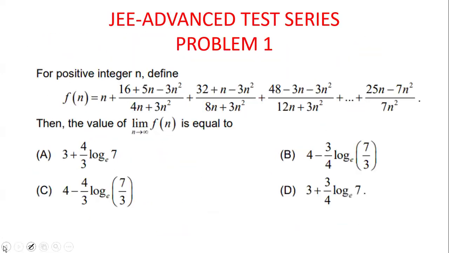So if you see, the answer is this B option, which is 4 minus 3 by 4 ln of 7 by 3, and in this way we can solve this.